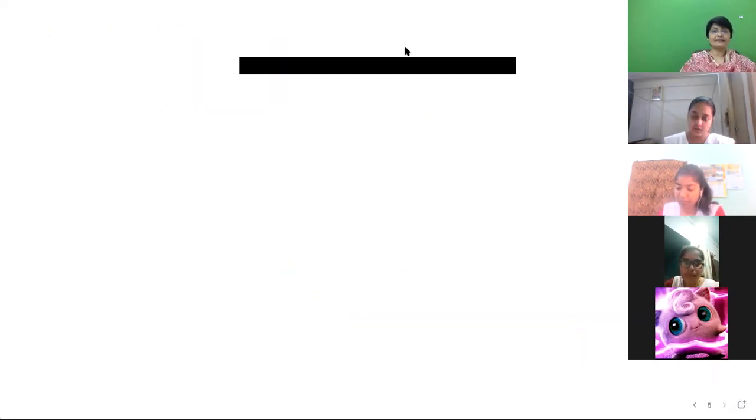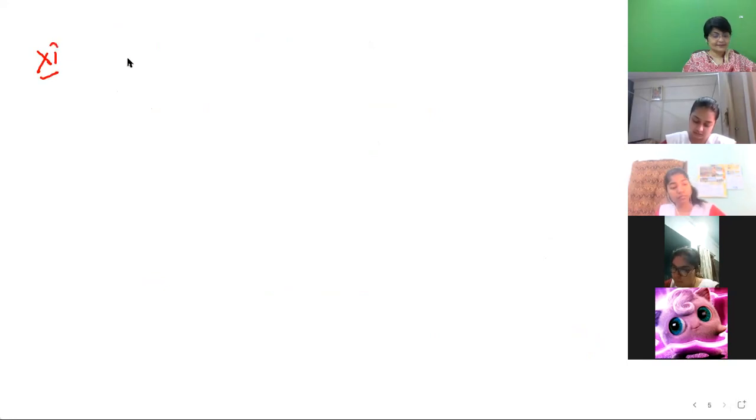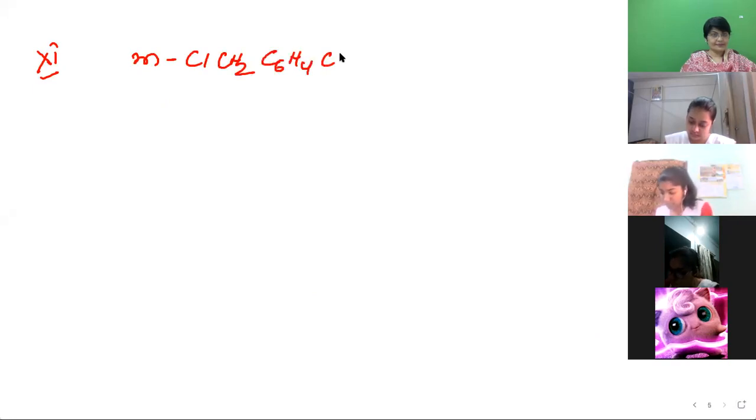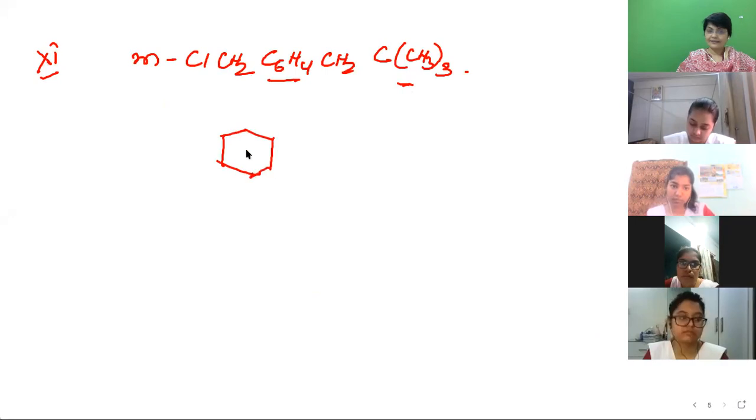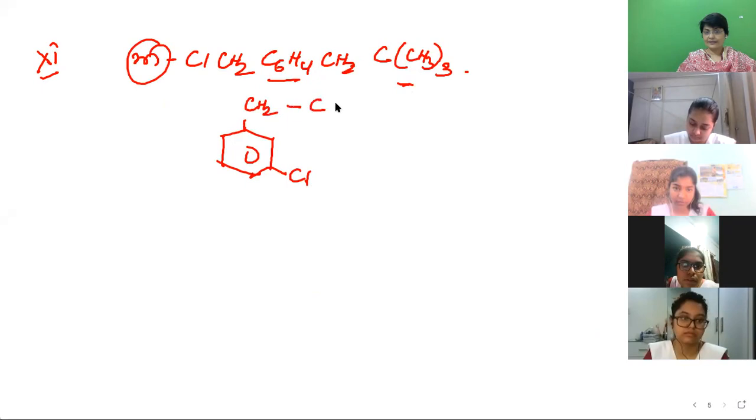Question number 11. Meta. Cl, CH2, C6H4, CH2, C, CH3, CH3, CH3. How are you going to proceed? C6H4 is benzene, again benzene, right? And the relation is meta. This is Cl. You are having CH2, C, CH3, CH3, CH3.